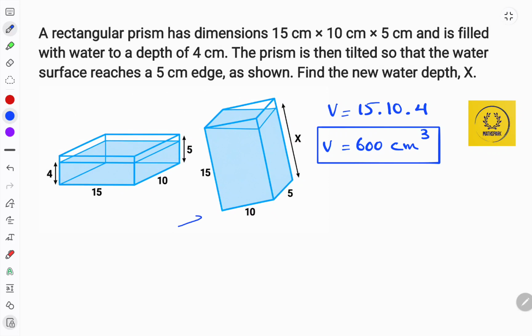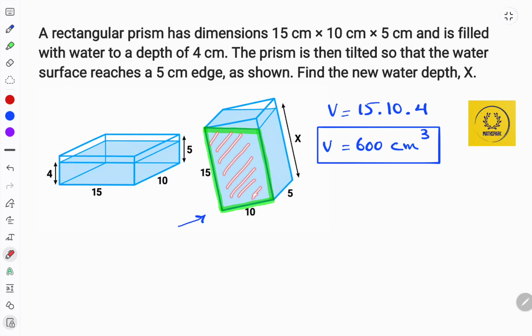After tilting, notice that the front face of the water forms a trapezoid. You can see that here. Because the height of water in this way and this way is different, we cannot consider the base of this prism 5 and 10, this rectangle. So how about this trapezoid?